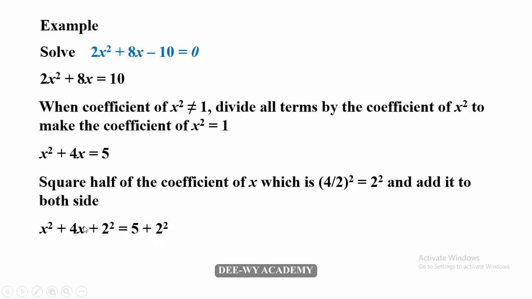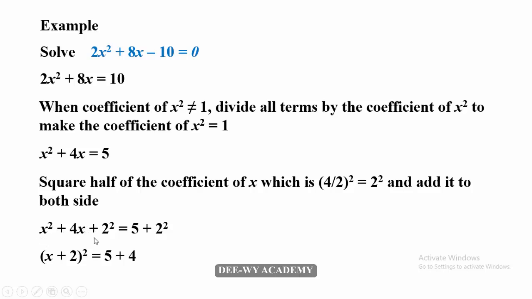If you compare this with the previous one, you can see that we have x squared plus 4x here. We now add this to both sides. So this is the equation, x squared plus 4x at this side, and we have 5 at this side. So we now add 2 raised to power 2 to both sides of the equation, which is this 2 raised to power 2 and this. When you add it, we make this side of the equation a perfect square.